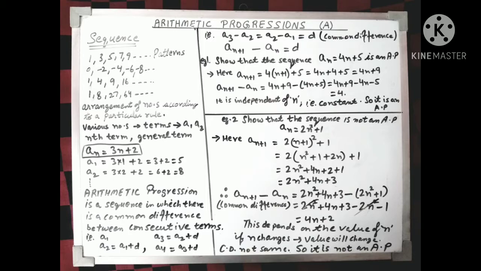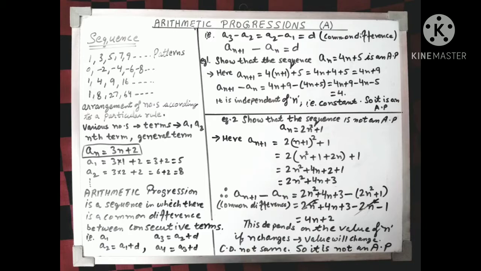Now this difference is actually independent of n, that is, it does not depend on the value of n. Whatever terms it may be, we will get a constant difference, a common difference between the terms, that is 4 itself. So it is a sequence in which the consecutive terms have a common difference of 4. Therefore, it is an AP. It will be more clear.